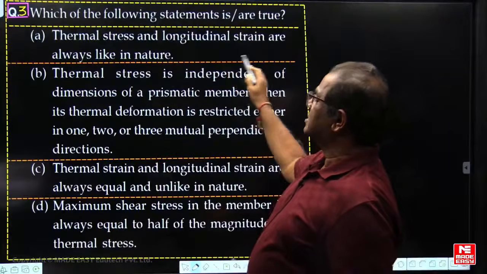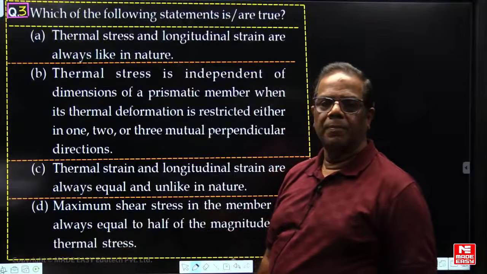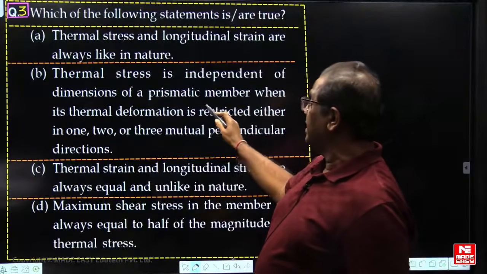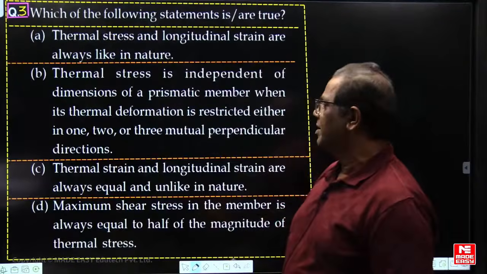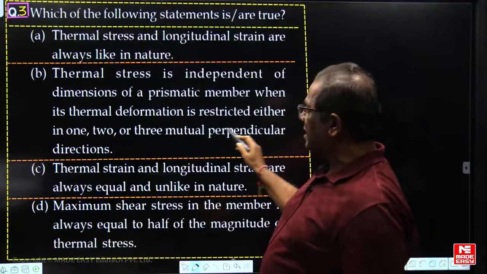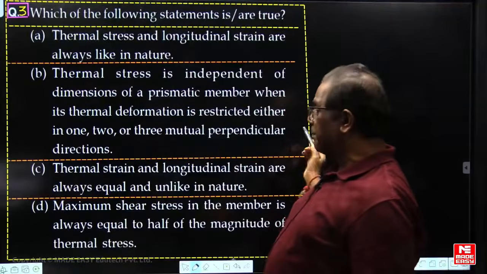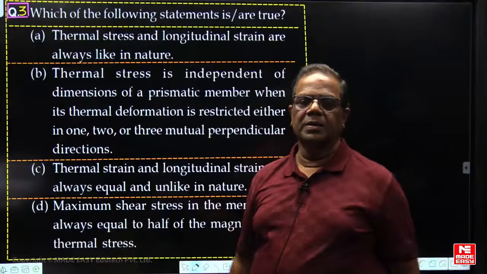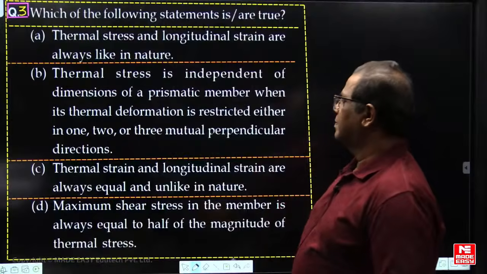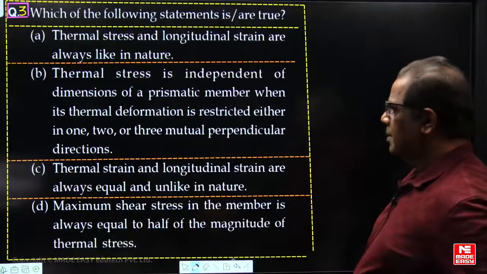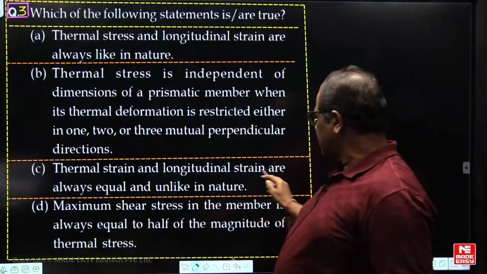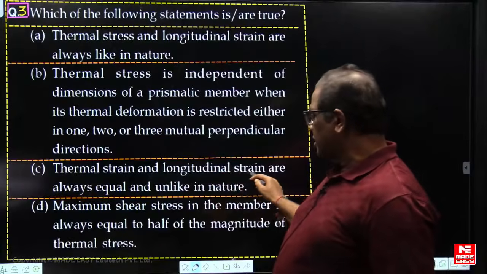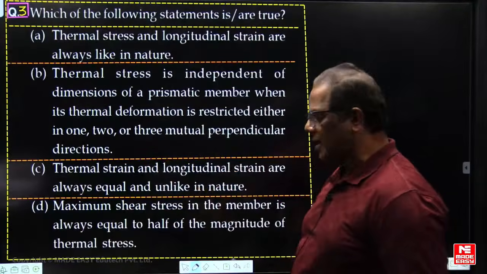Thermal stress and longitudinal strain are always like in nature. Thermal stress is independent of the dimensions of a prismatic member when its thermal deformation is restricted in either 1, 2 or 3 mutually perpendicular directions. Restricted, maybe restricted in 1. Thermal strain and longitudinal strain are always equal and unlike in nature.